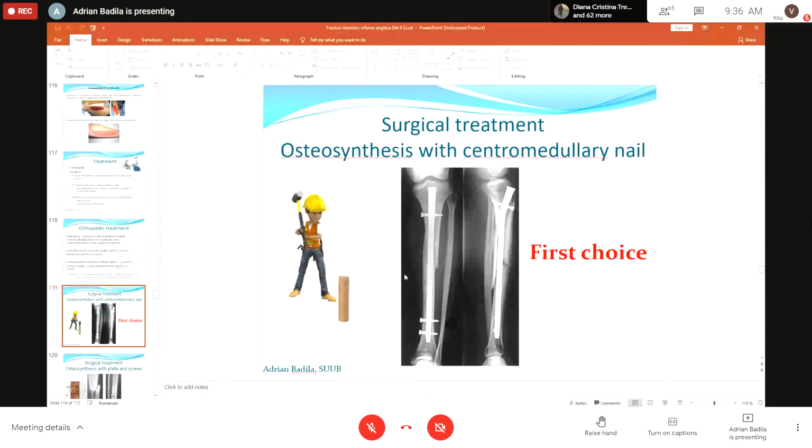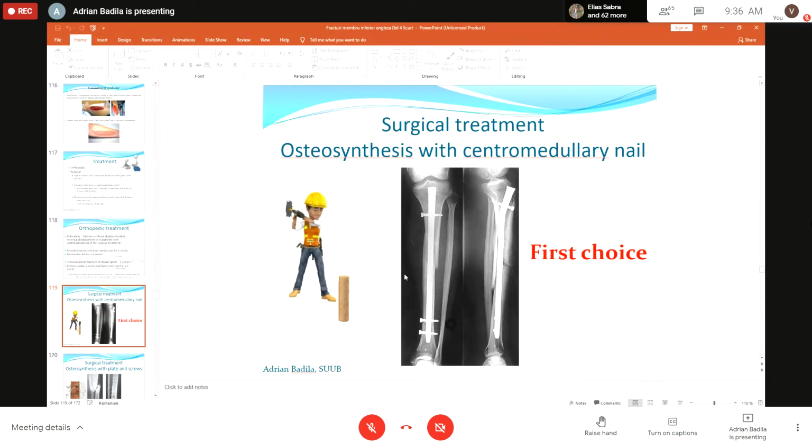Our first choice in the treatment of this fracture, if we have a displaced fracture, is osteosynthesis with a centromedullary nail. It's an anterograde nail. Here we have a statically locked nail. That means that we have 2 screws distally in the round holes and other 2 screws proximally, also in the round holes. So it is statically locked.